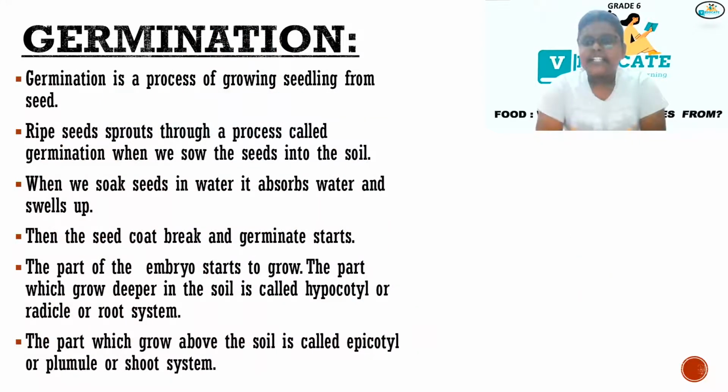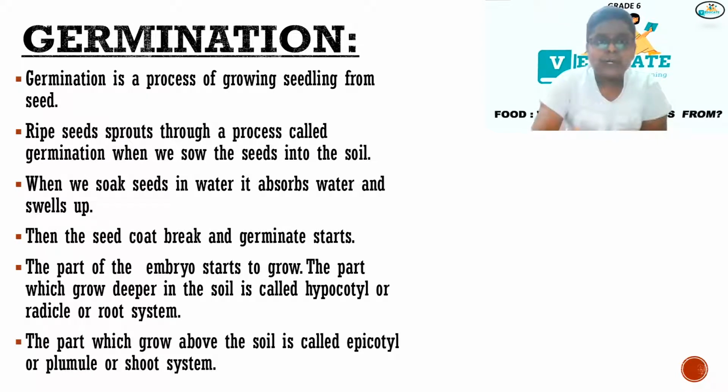Yesterday we learned about some of the animals classified based on their food habits. We also learned about herbivores, carnivores and omnivores. Today we are going to learn about germination, which is based on sprouts. What is germination? Germination is the process of growing a seedling from a seed, from when the seed starts germinating until the end of germination.